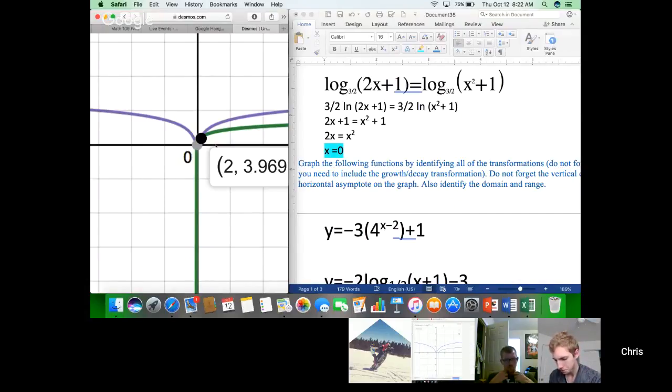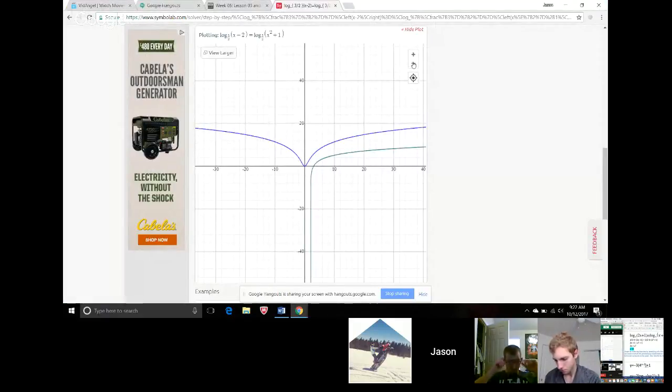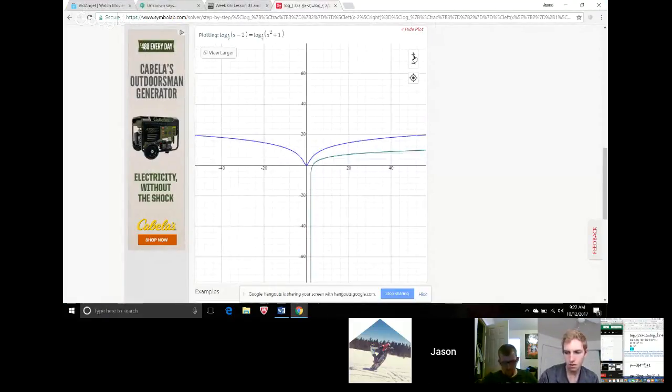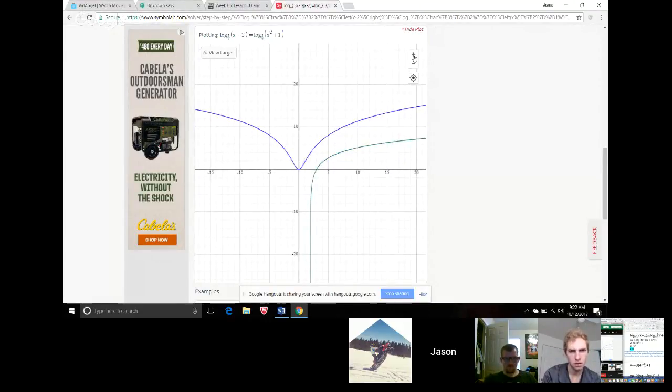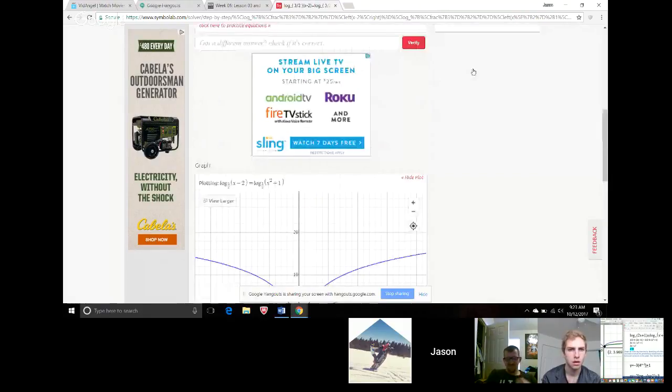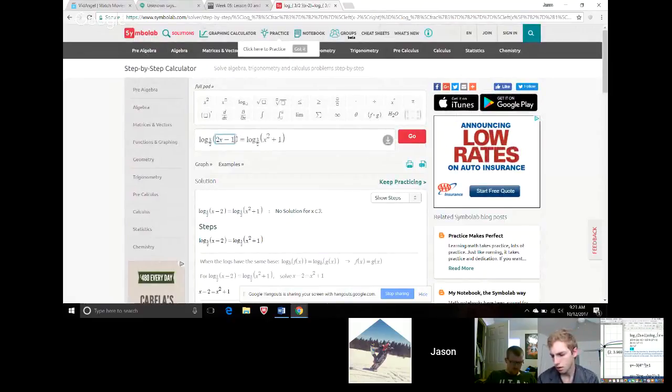Yeah, here's the graph that I got. The first log is 2x plus 1, not x minus 2. Oh, that's probably normal then. Might be. So my graph is showing... Oh, it's minus 1, plus 1.